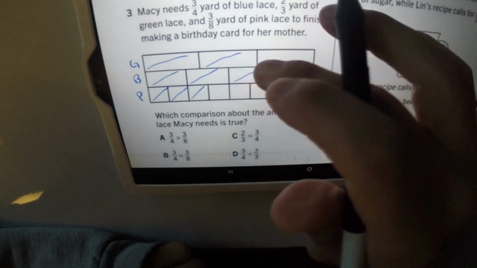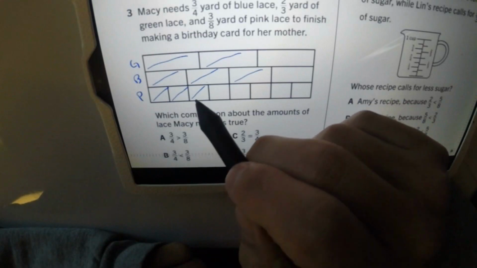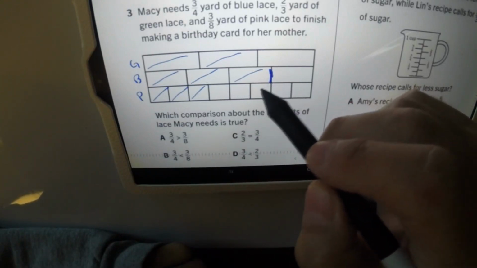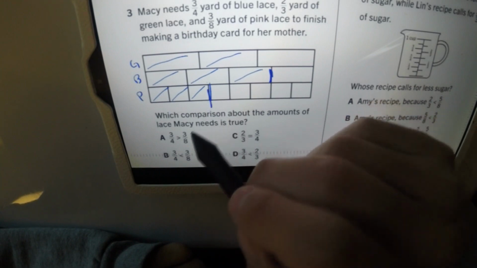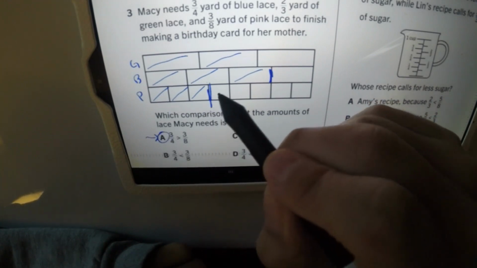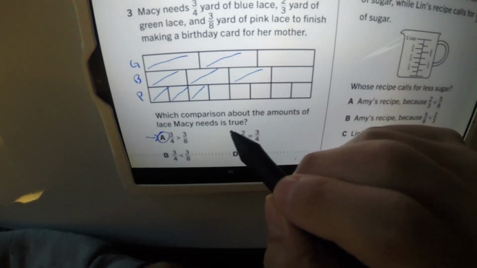Is this greater than this? Well, we can see that this goes longer. So this is 3/4. This is 3/8. So that is true. So we already have our answer. It's A. But for the sake of it, we're going to work the other ones, just to make sure by looking at them. So which one of these is true?